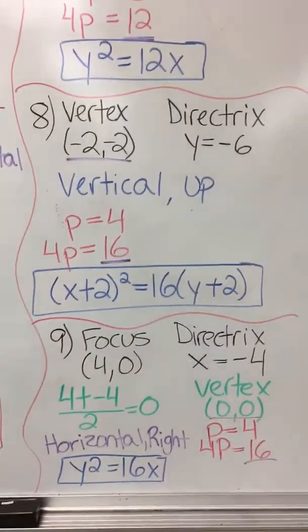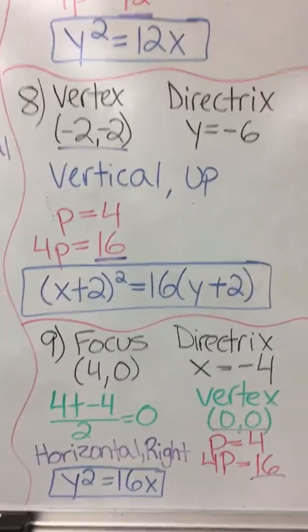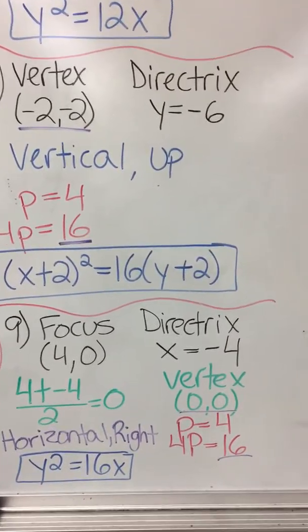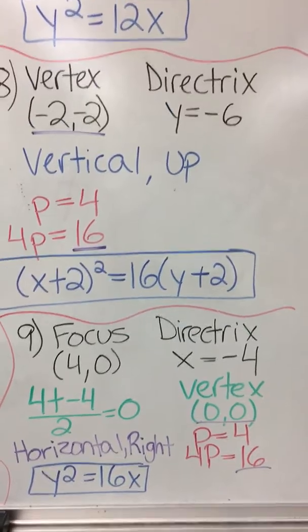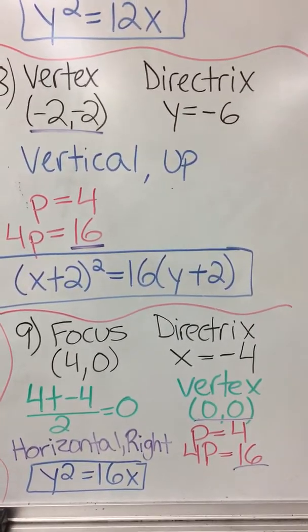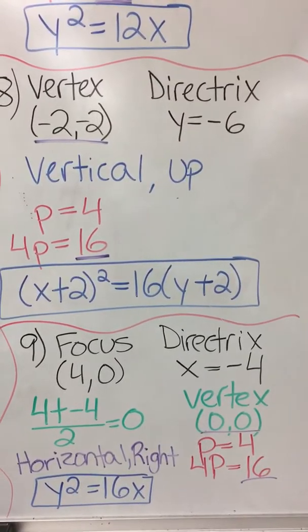So since it's vertical, it's going to be x equals. So it's x minus -2, or x plus 2, squared equals 16 times y minus -2, which would change to y plus 2.